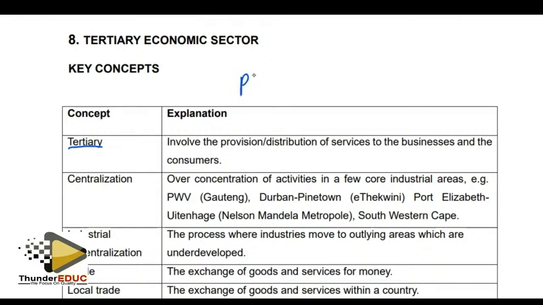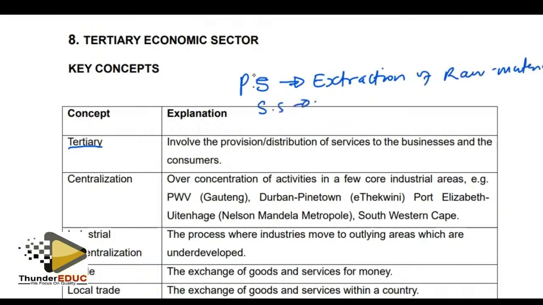Like we saw with the primary sector, it is about extraction of raw materials. Then we saw the secondary sector, processing of raw materials. Now, with the tertiary sector, they say it involves the provision of services to the businesses and to the consumers.